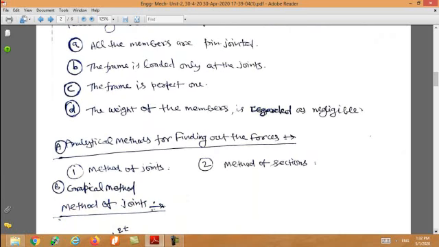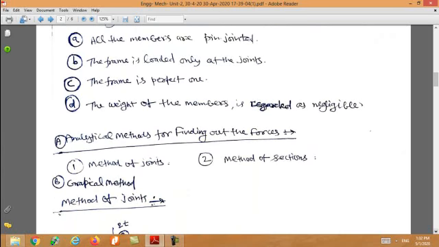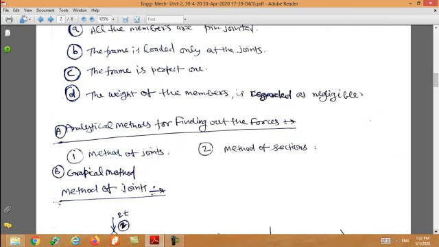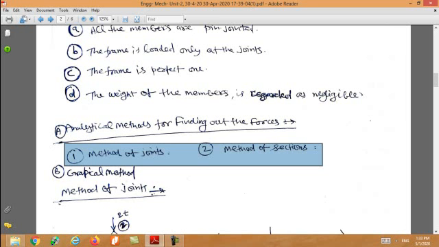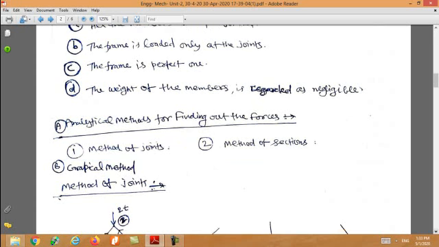Now, methods for finding out the forces in a truss. There are two methods: first is the analytical method and second is the graphical method. But here we will discuss only the analytical methods. The analytical method is also of two types: the method of joints and the method of sections. First we will discuss the method of joints with some problems, and after that we will discuss the method of sections with some problems. Clear?